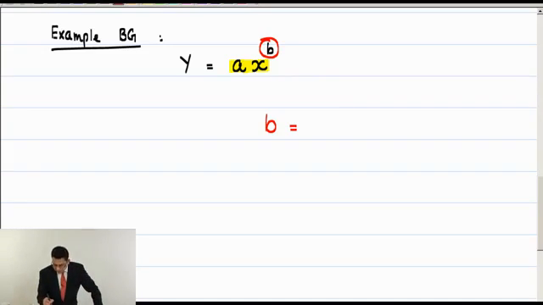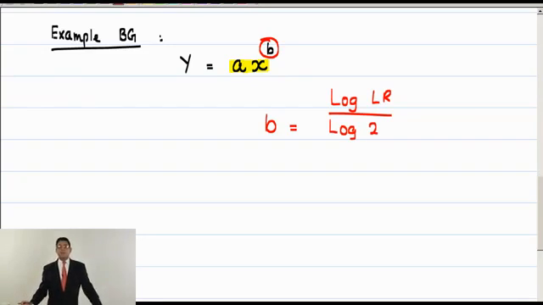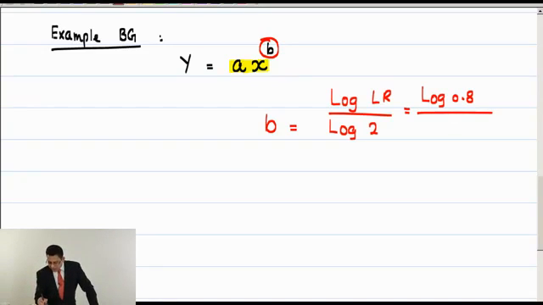The b value is this: log of LR, which is the learning rate, divided by log 2. It's always log base 10, but your calculators are already set for this. You just need to apply the formula. So we know the learning rate is given as 80%. So what we do is log of 80%, and on the calculator we insert the percentage in decimals, 0.8, divided by log 2.